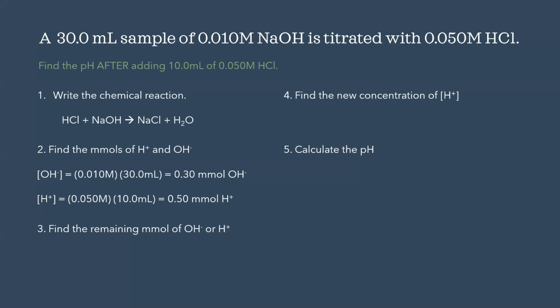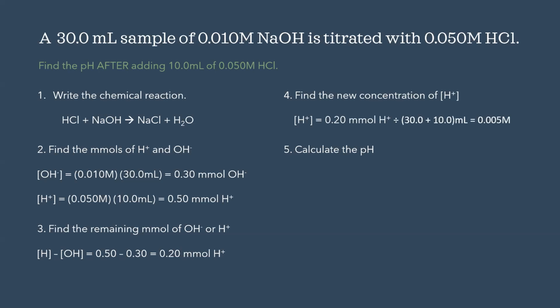Again, we find the remaining millimoles of either hydroxide or hydronium. So since our limiting reagent in this example is the hydroxide at 0.3, we will subtract this from the 0.5 millimoles of hydronium. So we're left with a remaining 0.2 millimoles of hydronium, or H+. Like before, we have added acid, so the volume changes, and the concentration of hydronium also changed, so we have to calculate the new concentration.